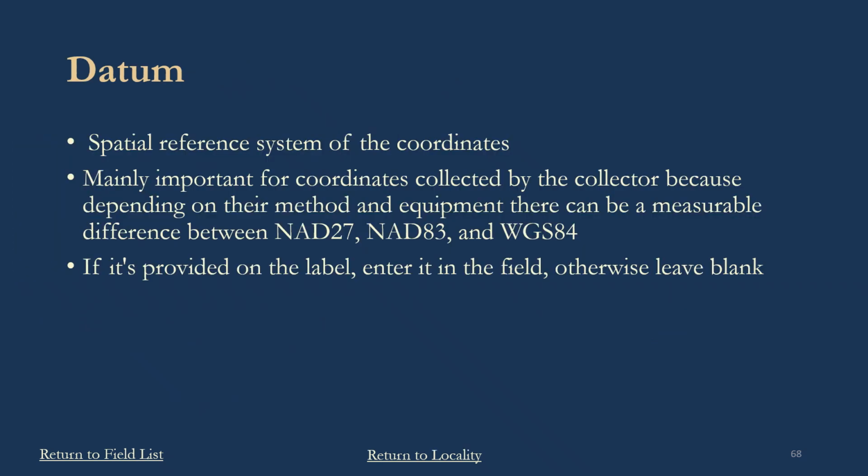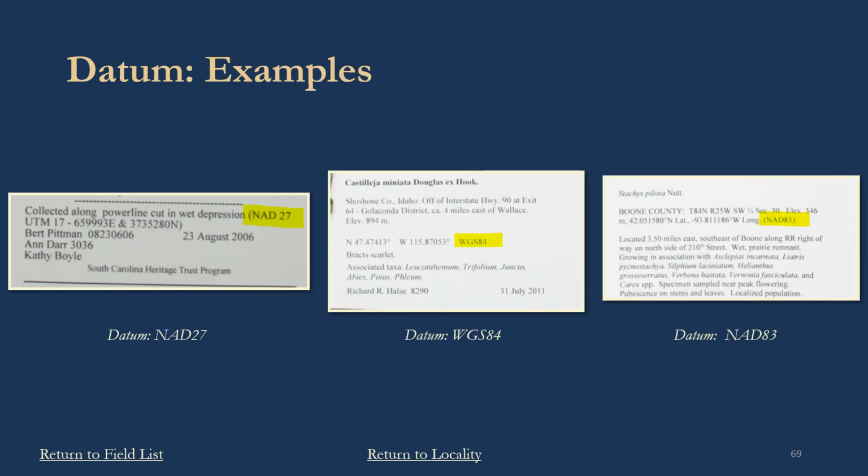The datum is the spatial reference system of the coordinates. This is mainly important for coordinates collected by the collector because depending on their method and equipment used, there can be a measurable difference between NAD 27, NAD 83, and WGS 84. If it's provided on the label, enter it in the field. Otherwise, leave this field blank. Here are some examples of herbarium specimen labels that did provide the datum.